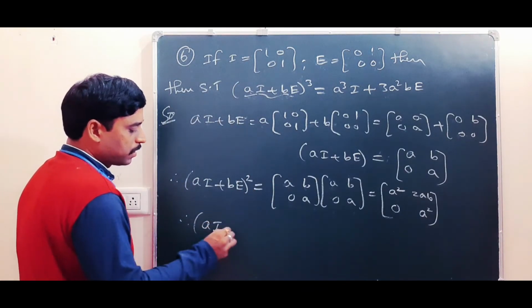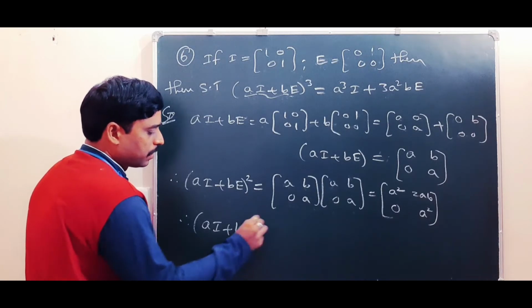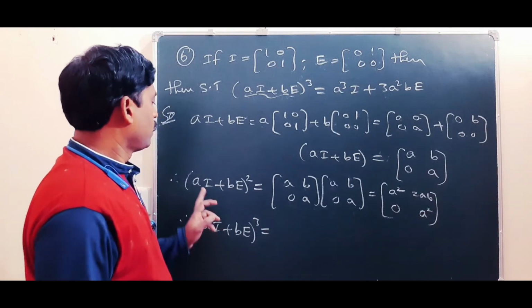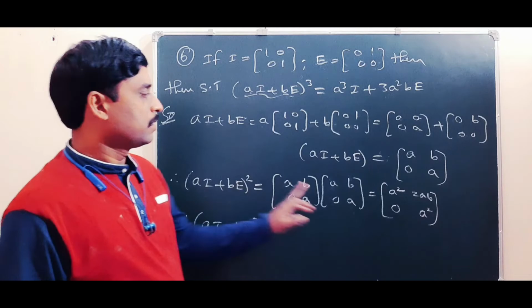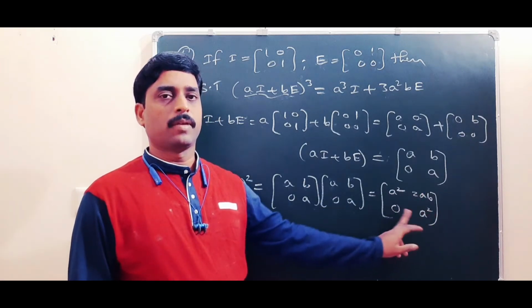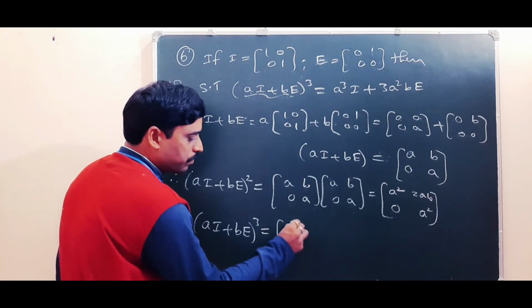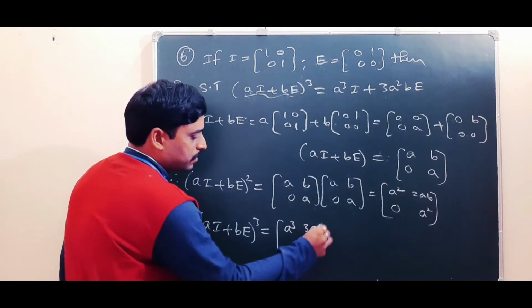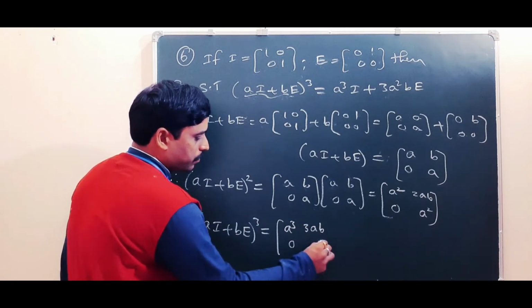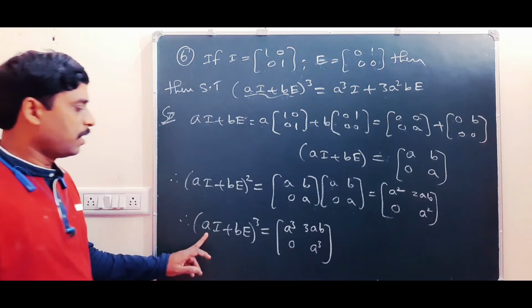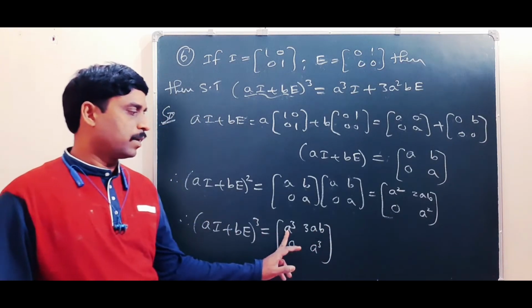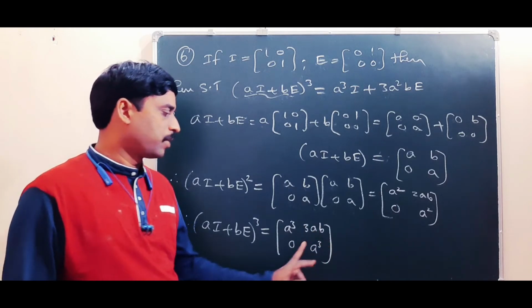But our target is (AI plus BE) whole cube. (AI plus BE) whole square is A square 2AB 0 A square. So (AI plus BE) whole cube is A cube 3AB 0 A cube.